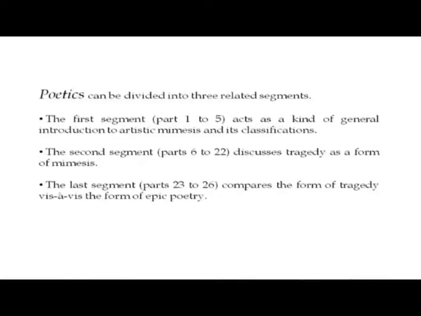But now let us commence our exploration of the surviving volume of Poetics and see how it relates to the idea of mimesis that we have been discussing in this course. The surviving volume of Poetics can be divided into three related segments. The first segment, which includes chapter 1 to chapter 5 or part 1 to part 5, acts as a kind of general introduction to artistic mimesis and its classifications. The second segment, covering chapters 6 to 22, discusses in detail tragedy as a form of mimesis. And the last segment, covering chapters 23 to 26, situates the form of tragedy vis-a-vis the form of epic poetry and presents us with a comparative study between these two forms.